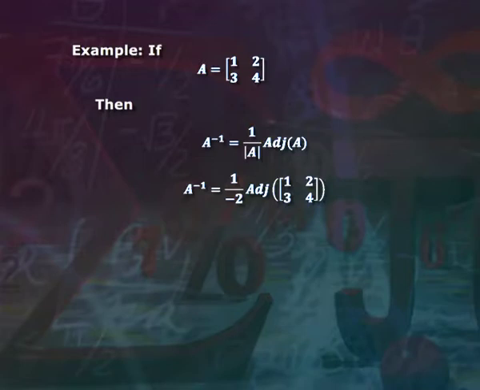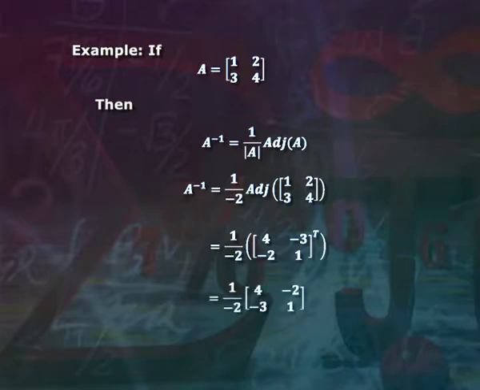Example, if A is equal to [1, 2; 3, 4], then A inverse, which is equal to 1 over determinant of A into adjoint of A, will be equal to 1 upon minus 2 adjoint of [1, 2; 3, 4], which is equal to 1 upon minus 2 into the transpose of the matrix [4, minus 3; minus 2, 1], which is equal to 1 upon minus 2 [4, minus 2; minus 3, 1], which is equal to [minus 2, 1; 3 and a half, minus 1 half].